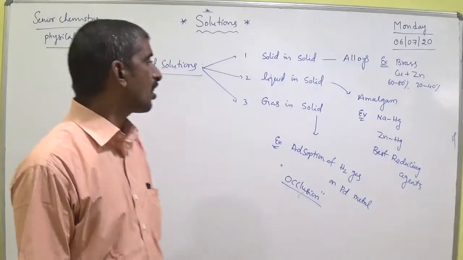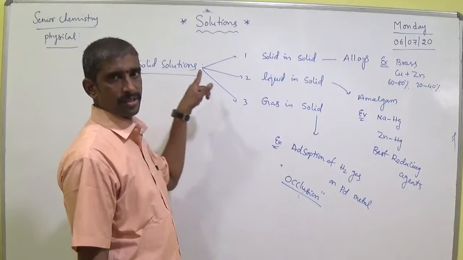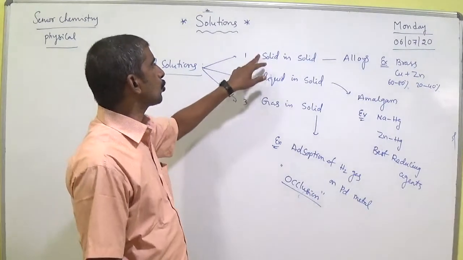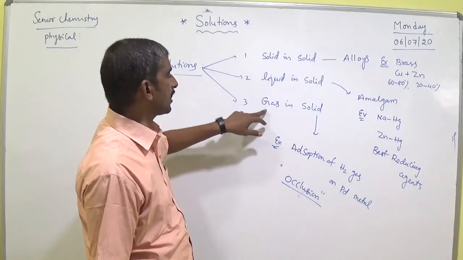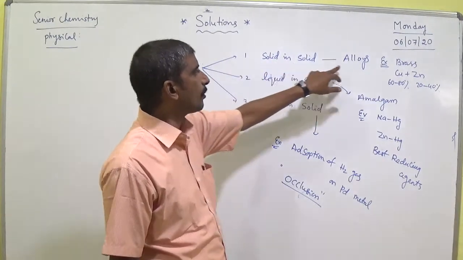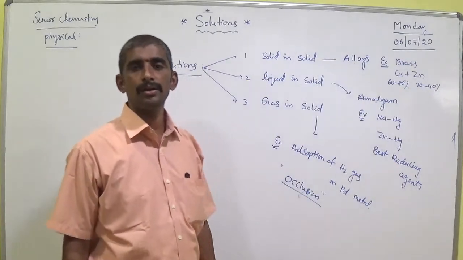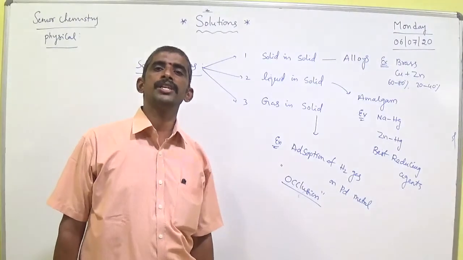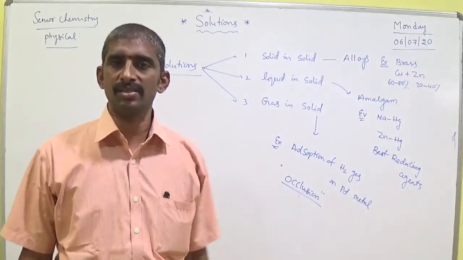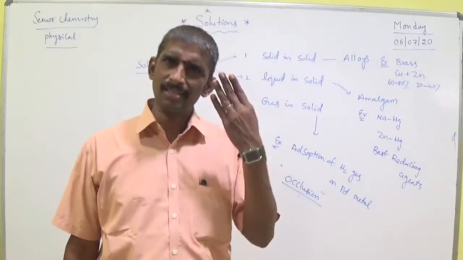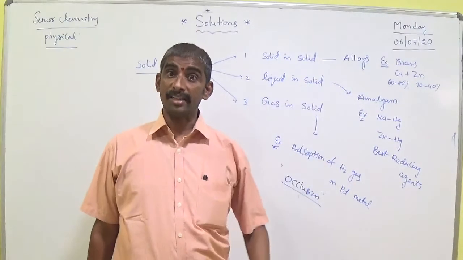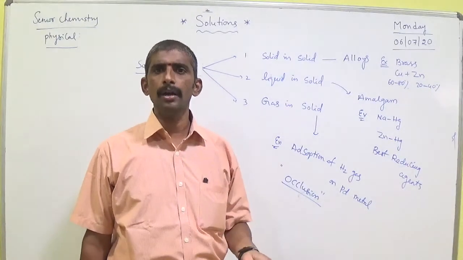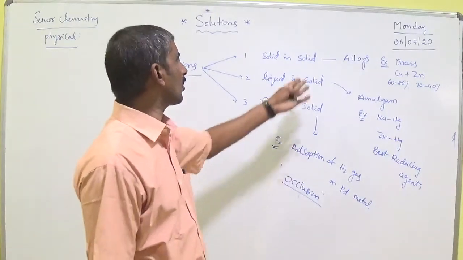That is the classification of solid solutions. Solid solutions are further divided into three types: solid in solid, liquid in solid, gas in solid. Solid in solid, best example, alloys. We know an alloy is a homogeneous mixture of two or more metals. There are so many examples: brass, bronze, German silver, gunmetal, bell metal. These are all alloys.